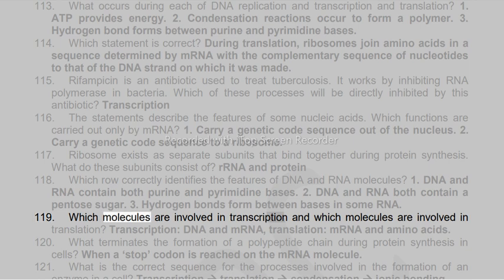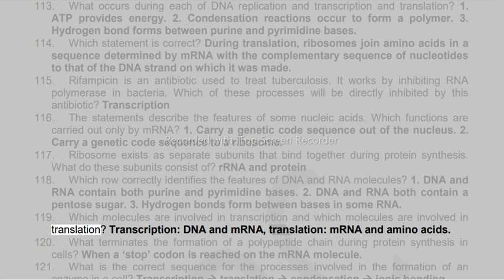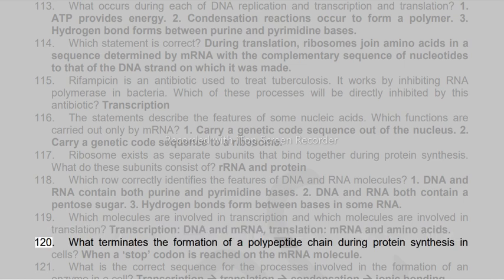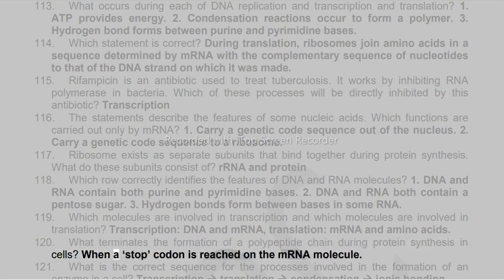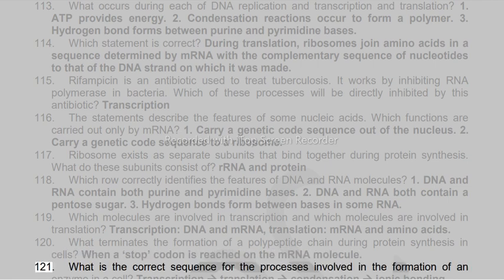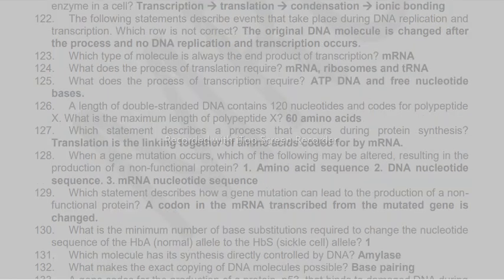119. Which molecules are involved in transcription and which molecules are involved in translation? Transcription: DNA and mRNA. Translation: mRNA and amino acids. 120. What terminates the formation of a polypeptide chain during protein synthesis in cells? When a stop codon is reached on the mRNA molecule. 121. What is the correct sequence for the processes involved in the formation of an enzyme in a cell? Transcription, translation, condensation, ionic bonding.